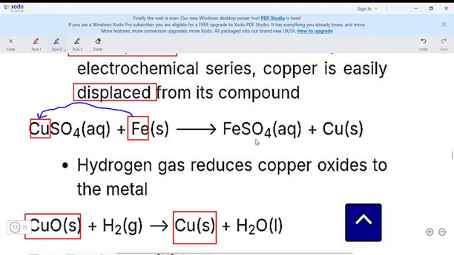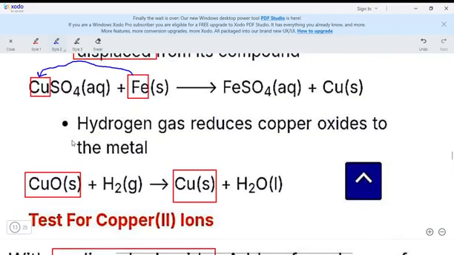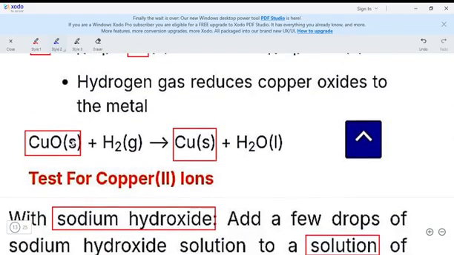That's another chemical property of copper. Copper can be displaced by iron, which is higher than it, because iron is higher than copper in the electrochemical series. It can also be displaced by hydrogen gas. It can also reduce copper oxide. Since hydrogen is also higher than copper, it can still remove copper. So hydrogen will take the oxygen, and then copper will be displaced. So it's still talking about displacement.